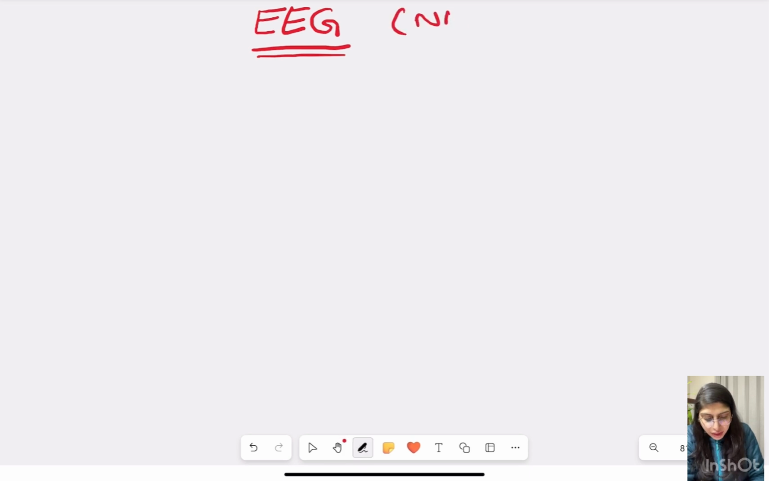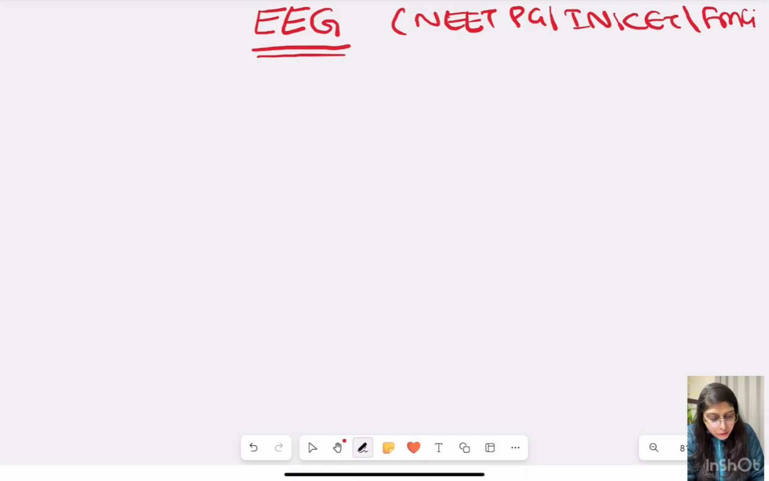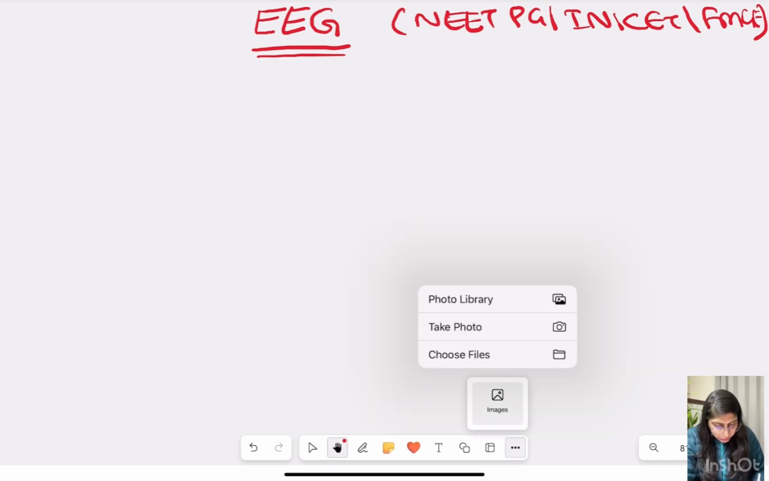Learn about the important EEGs for our NEET PG, for INICET, and for FMGE exams. These are the basic EEGs that they ask, and these are actually used during your practice also. I know that complicated and complex EEGs will be reported by a neurologist, but some basic knowledge about EEGs is always good when you are handling patients, even in the periphery or in a secondary care or tertiary care hospital. You should have an idea. So let's learn about that.